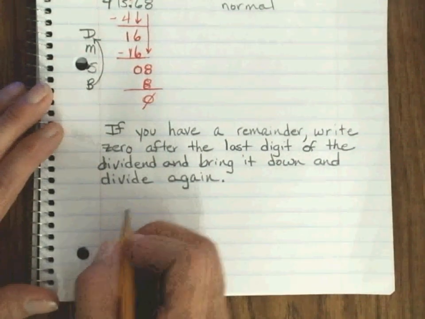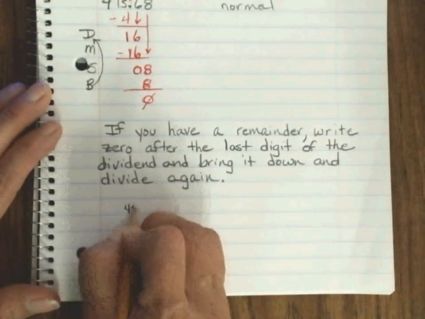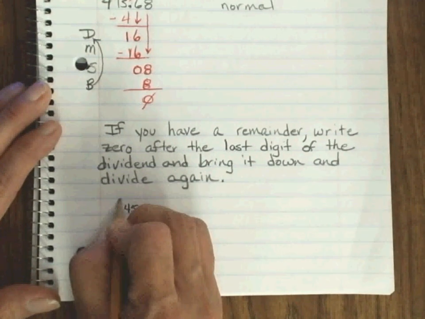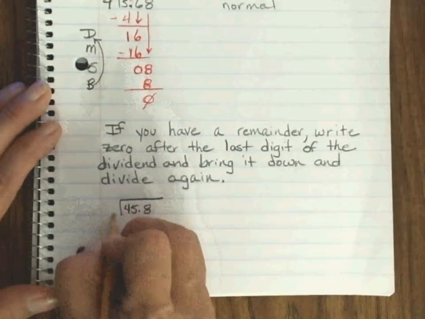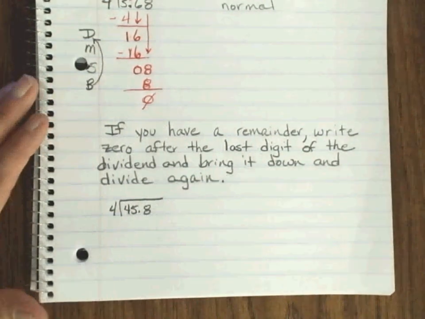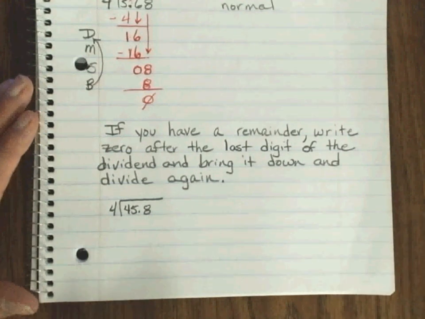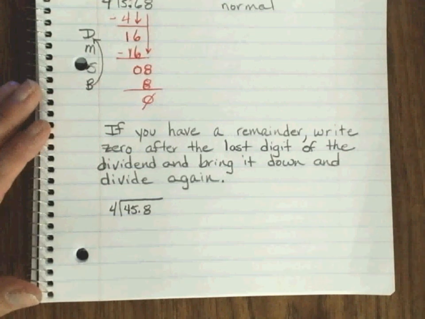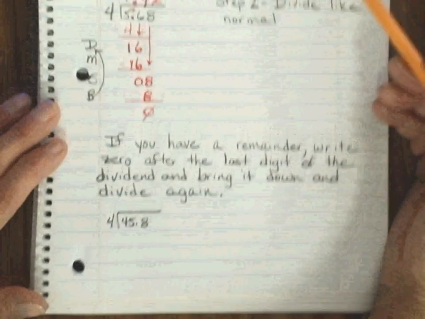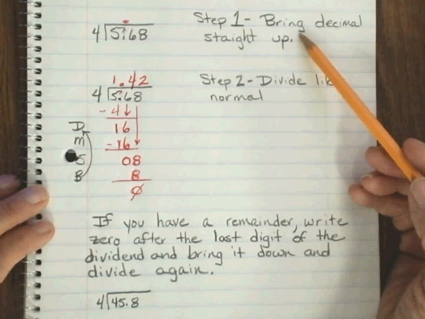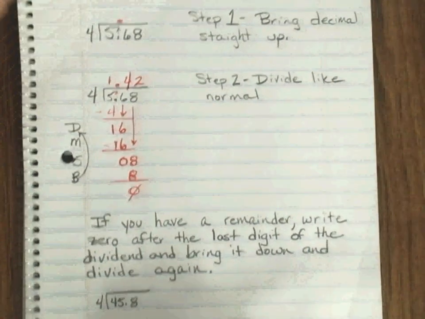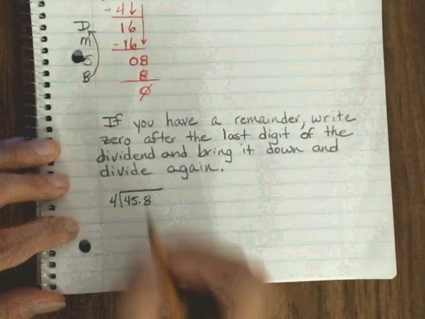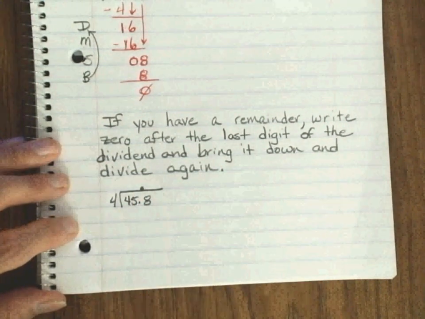Okay. Let's say we have 45 and 8/10 divided by 4. Okay, so the very first thing I'm going to do, same as the other directions, we're going to bring the decimal straight up. That's the very first thing we do. So there's my decimal, brought it straight up. Okay?